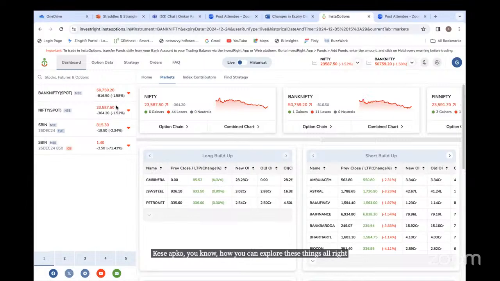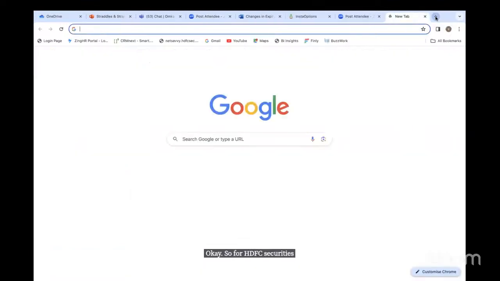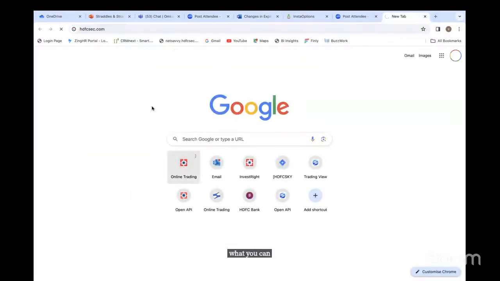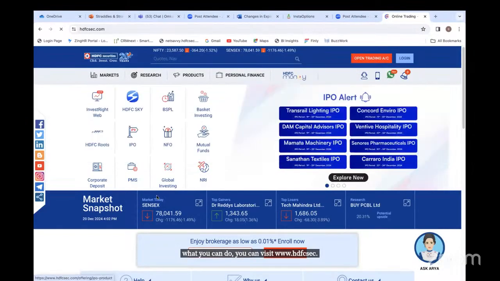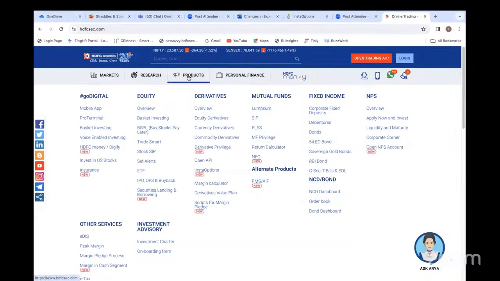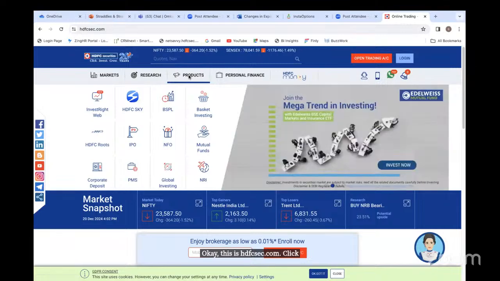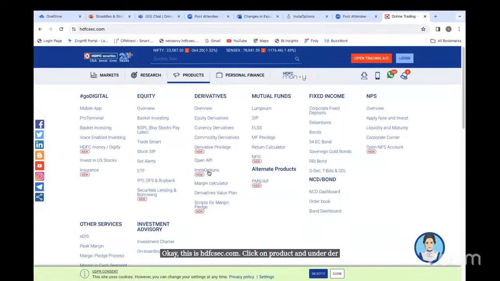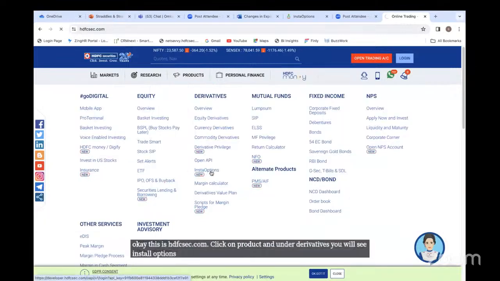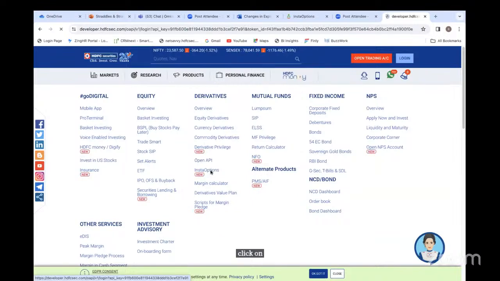Alright, now this is Insta Options. If you do not know how to log in to this, I'll show once. For HDFC Securities, I mean InvestRight users, you can visit www.hdfcsec.com and click on Products. Under Derivatives you will see Insta Options. We click on Insta Options.